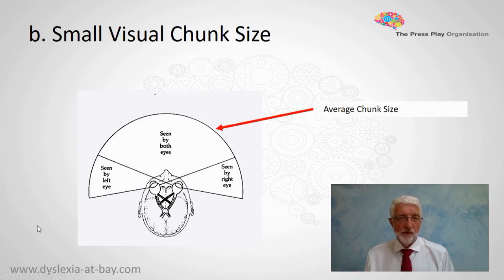By having a large visual chunk size, we can see the word conference all in one piece. However, if we have a small visual chunk size, we can only see the word 3 letters or 4 letters at a time. So let's read a whole sentence or paragraph like this. Just read this to yourself.